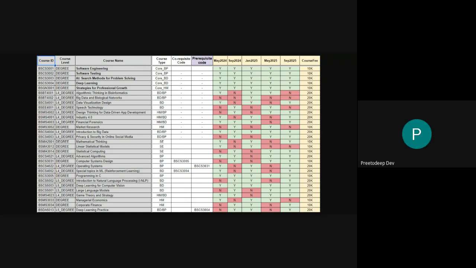Meaning of L4 degree, somebody is asking. That has been answered, right? Atharva, can you confirm?